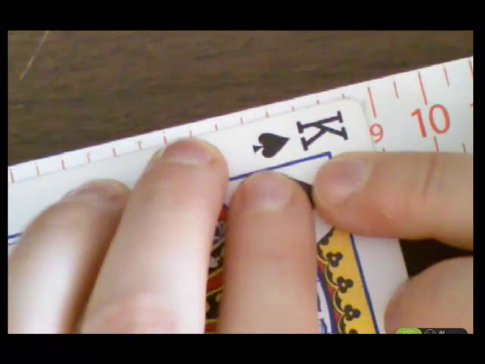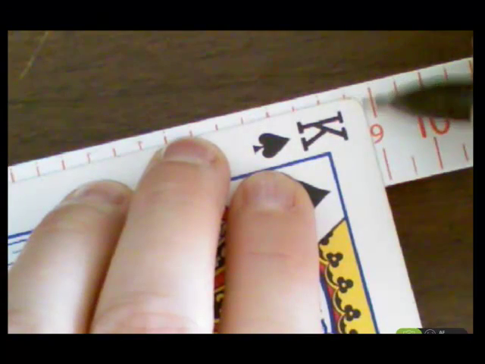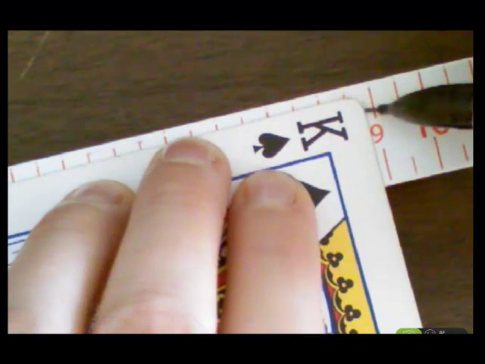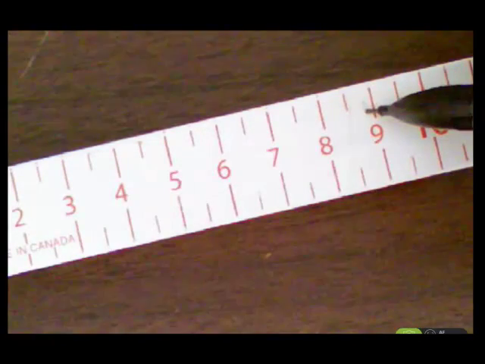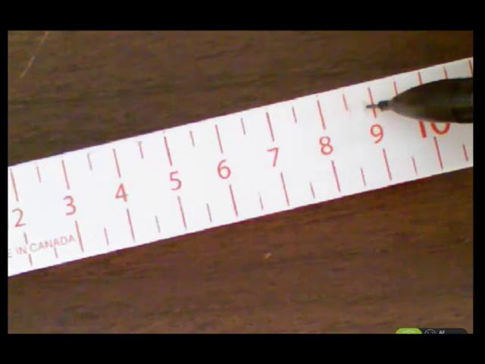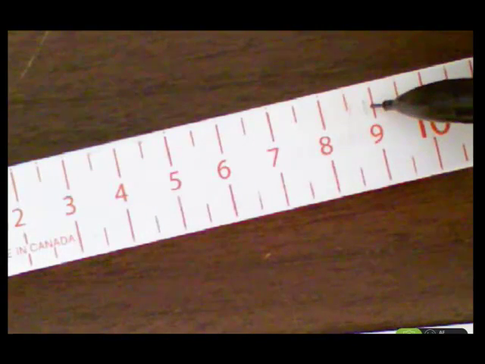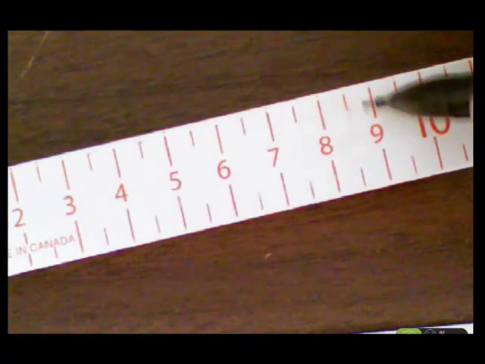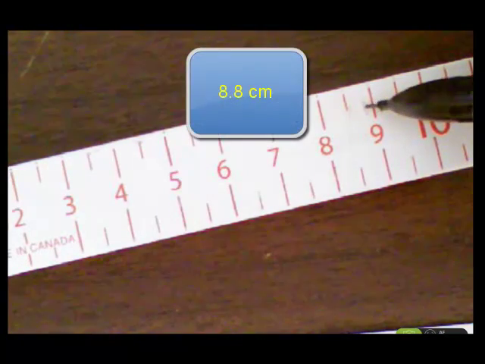So I'm going to just slide this down a little bit. And I'm going to make a little pencil mark there so I can see where the end of the card is. So if I make a little pencil mark or hold my pencil point there and then take it away. So it's pretty close to 9. It's a lot further away from 8.5 than it is from 9.0. So I would record 8.8 centimeters for my measurement for the length of that card.